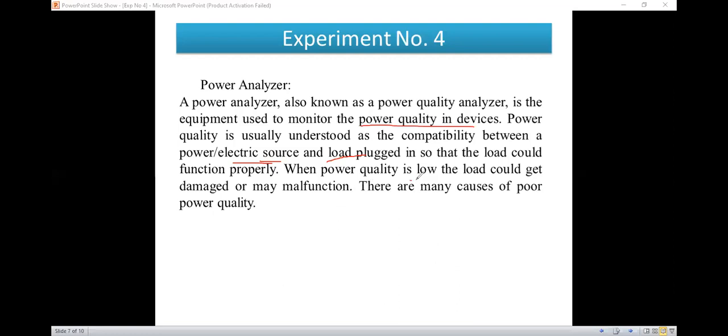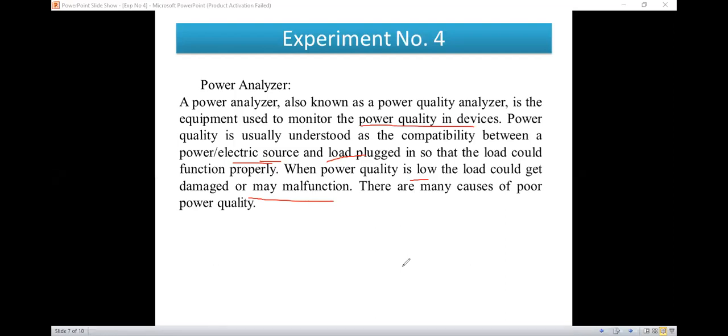When the power quality is low, the load could get damaged or may malfunction. Okay, so when the power quality is low, at that situation the load could be damaged. Suppose I take one example like a manufacturing industry. The quality of the product manufactured by that industry would be affected. That means there is malfunctioning.